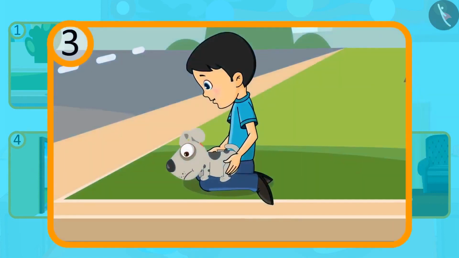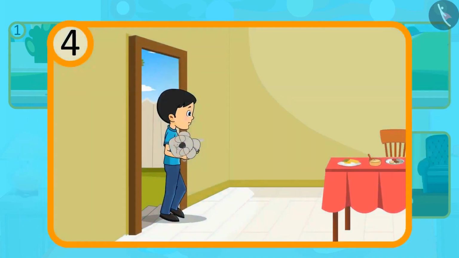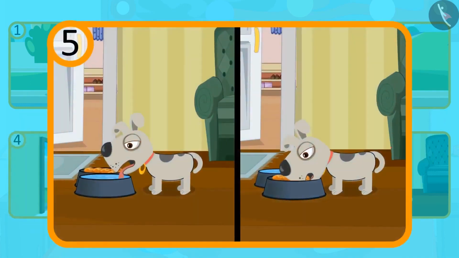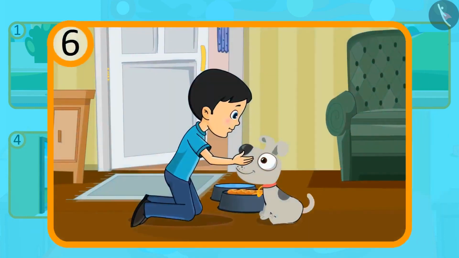And then he took him on his lap. After taking him in his arms, he took him home. And then he gave the puppy something to drink and eat. And in the last, Minku and the puppy became friends and they lived together forever.